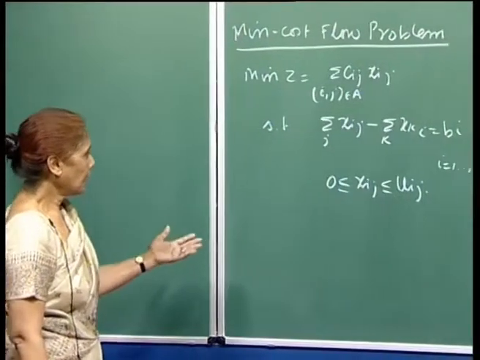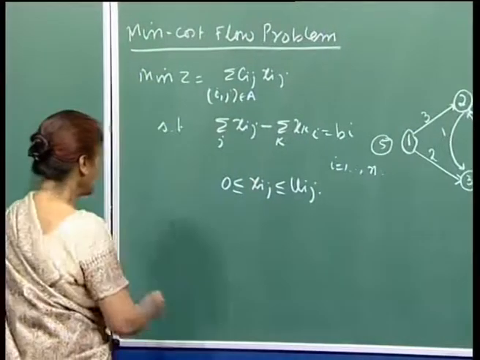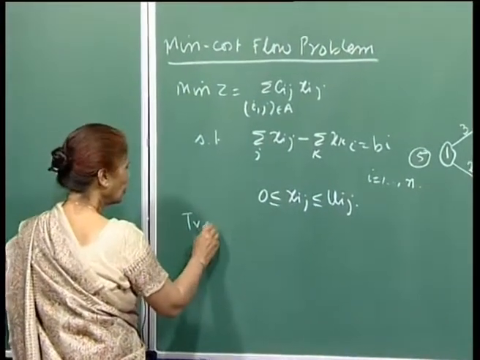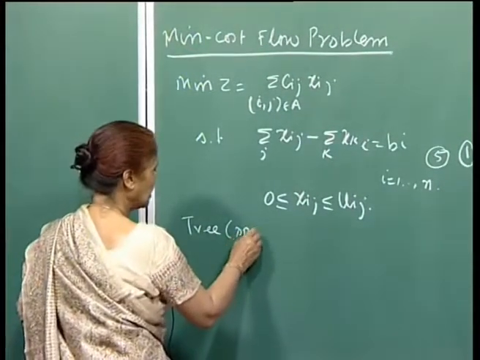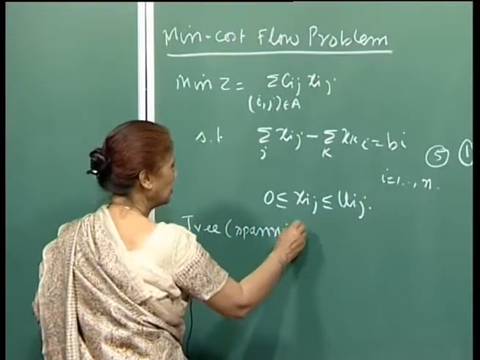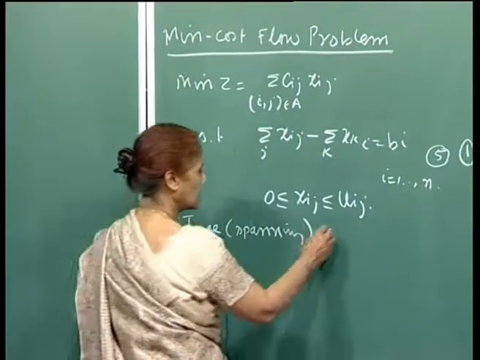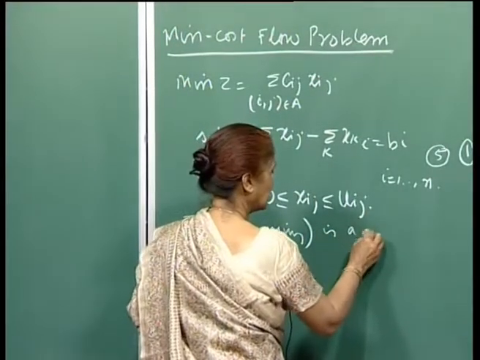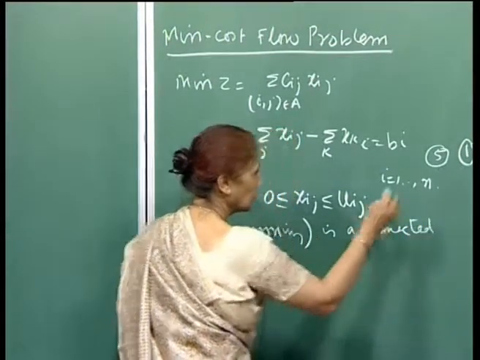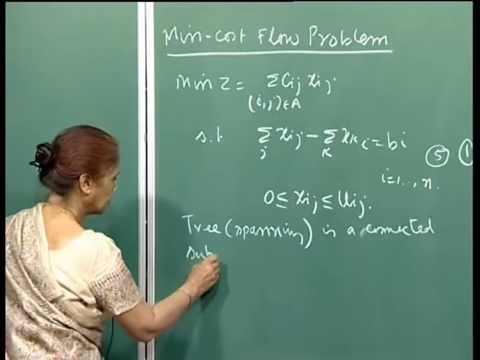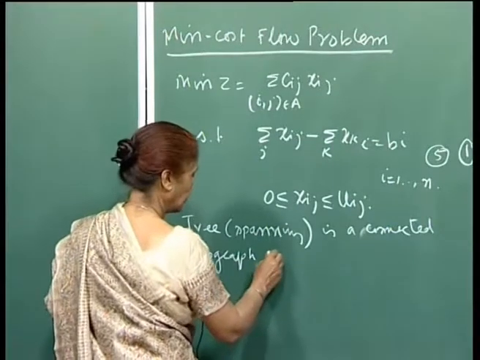So, I had talked to you that the basic solution here would be a tree. I defined it to you. Sometimes I will use the word tree or a spanning tree. It's the same thing. I'll be using them synonymously, but of course, a spanning tree is a connected subgraph with no cycle, right. I'm just repeating this definition.